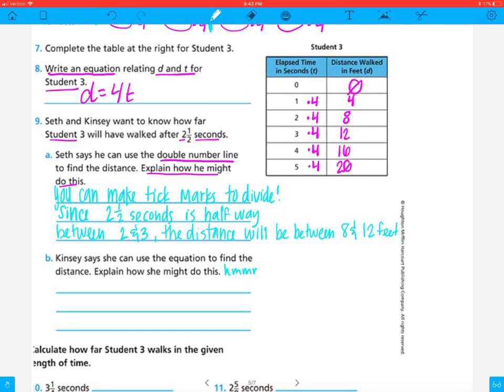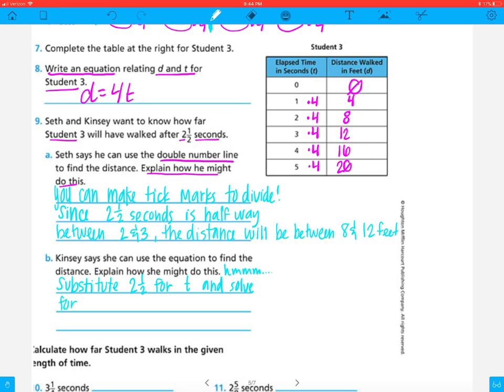Now, Kinsey, she's thinking my way with an equation, with that idea of, in number 8, we said distance is equal to 4t, so that's 4 multiplied by t. So we can substitute 2½ in for t. The equation did not change, but the number we put inside for the variable did, and that's okay. In fact, that's why those variables are there.